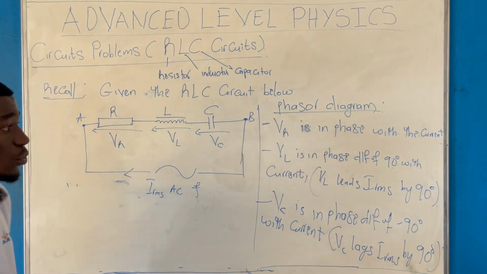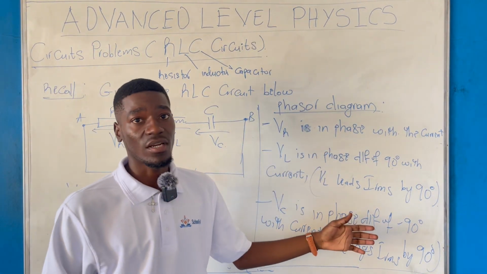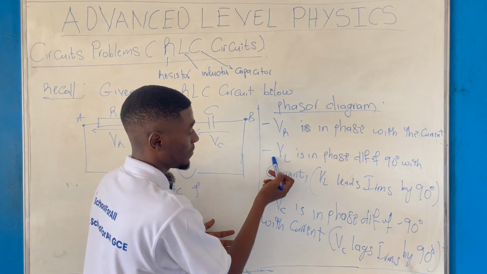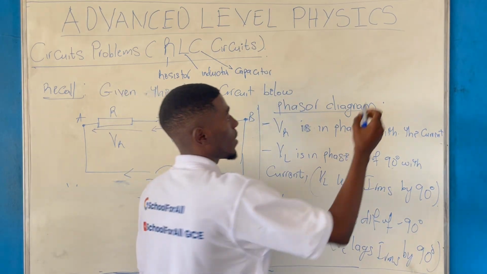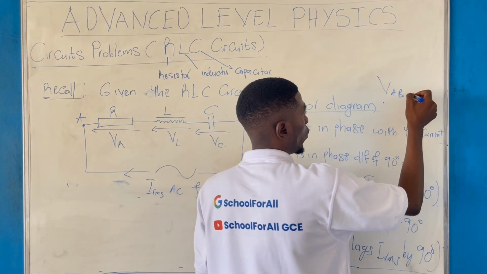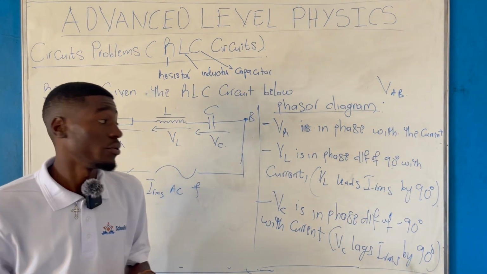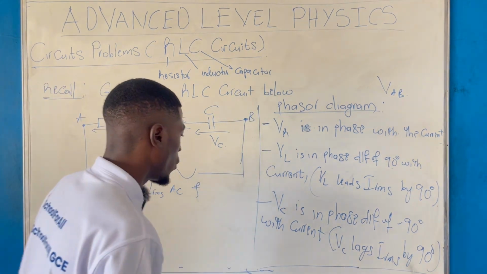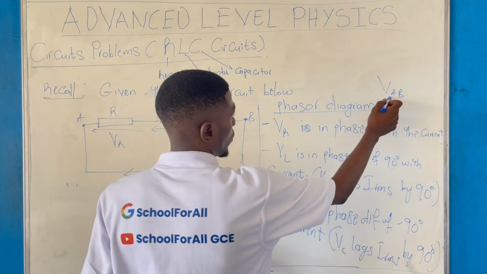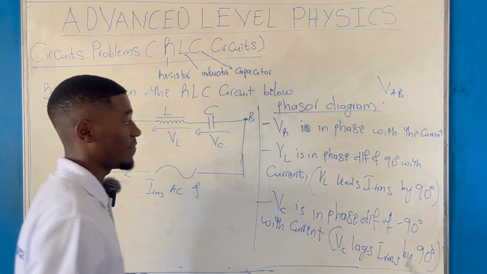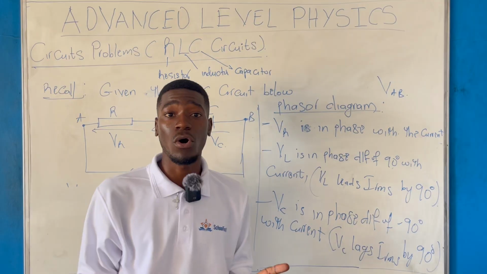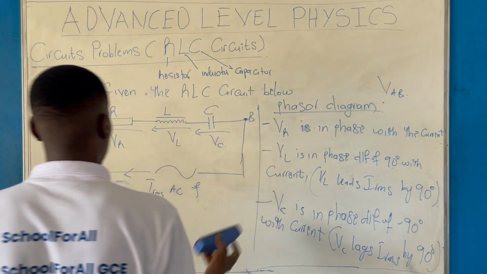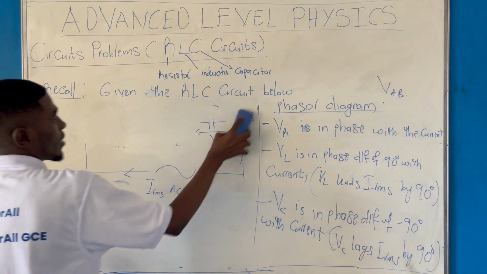So with this phase difference, you now understand why if I add these, they are not in the same phase. If I add VR, VL, VC, I can never come out with VAB. You cannot add values that are not in phase. It will not make sense. So in order for us to add them, we should do a vectorial addition, or what we call a phasor addition. So let me first come out with a phasor diagram.